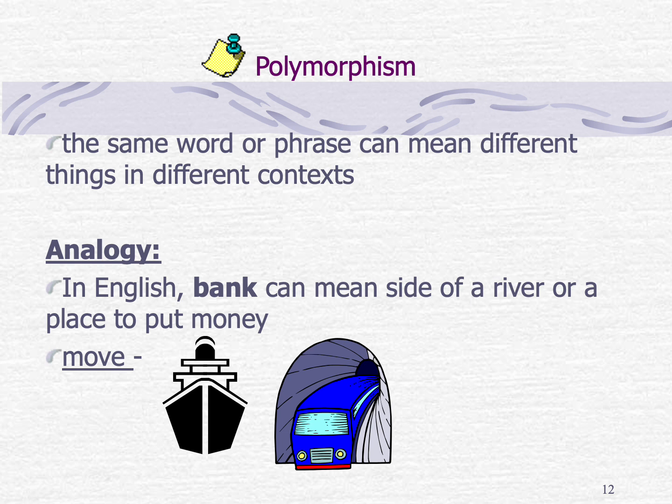Polymorphism: the same word or phrase can mean different things in different contexts. Analogy: in English, bank can mean the side of a river or a place to put money.